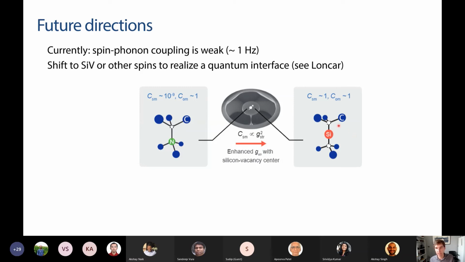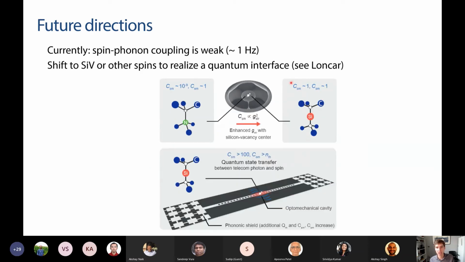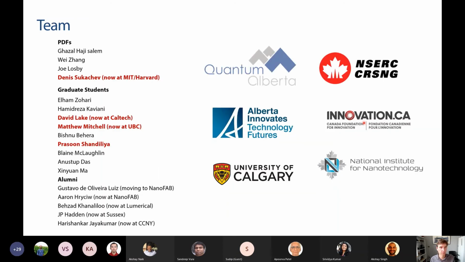The good news is that if we do this, then it's totally within reach to get spin mechanics cooperativity equal to 1 or even greater than 1 if we change our device geometry into an optomechanical crystal, which our group is creating, as has been demonstrated by other groups in the world already. And so this sort of lays out our path for the next few years to advance this work.